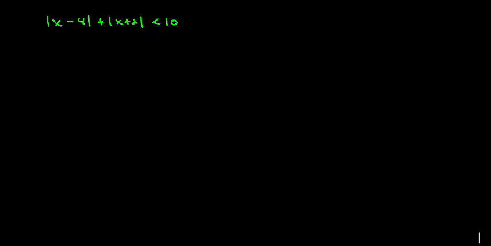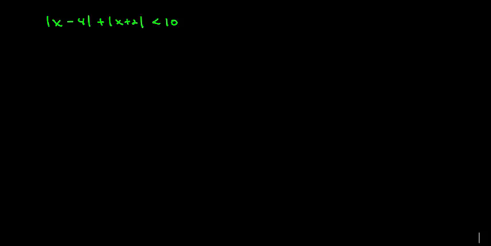Now, it's not easy to find those x values. So instead of just trying to apply some rule, we're going to think about what each of the individual pieces are saying and use some logic to figure out when this is less than 10. Another way to do it is also to graph it out, and you'll see that when we graph it, it becomes very clear what the values are.